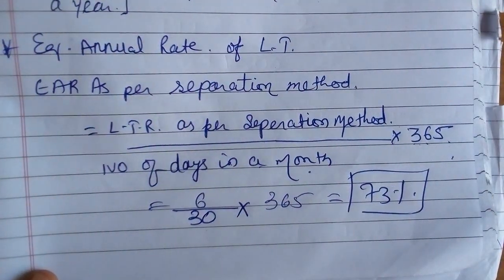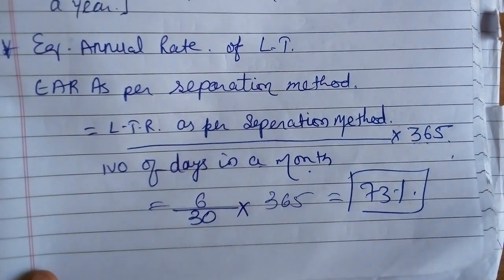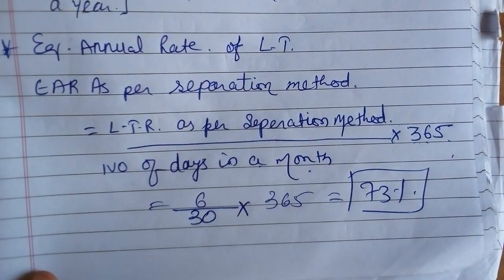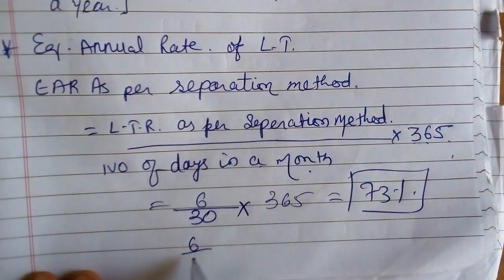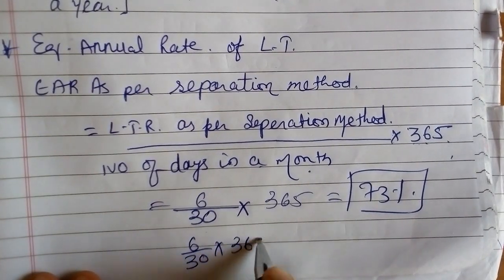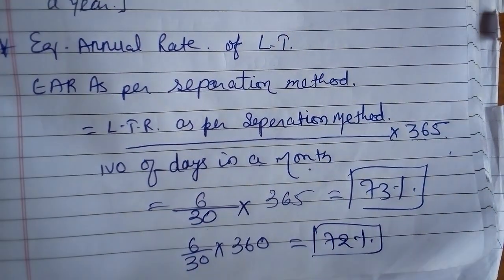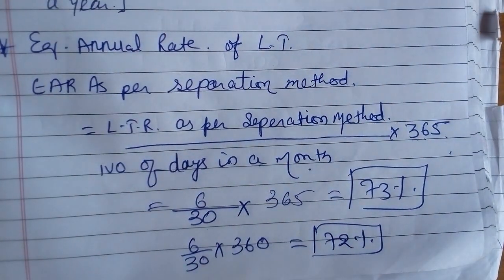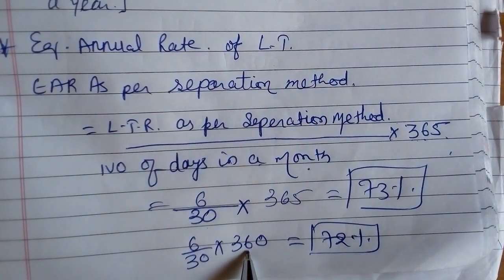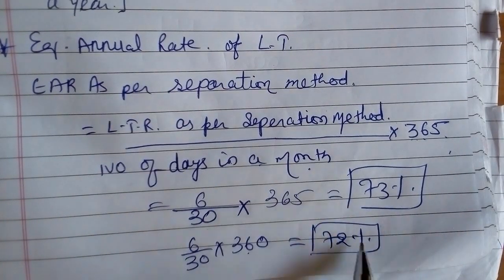Likewise, you can solve equivalent annual rate as per replacement method. If you are going to multiply the same by 360, then 6 into 30 divided by 360, then it would be 72%. Both of them are correct, right? But if you are taking 360 days, you need to write down a note that in the year 360 days were considered, right? So any of these can be correct.